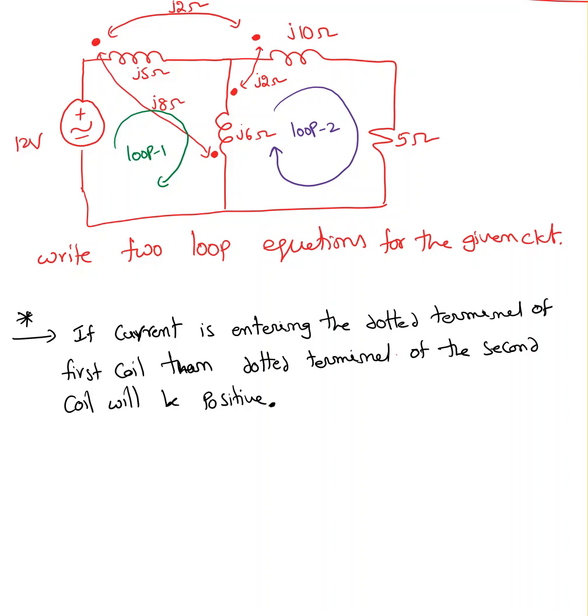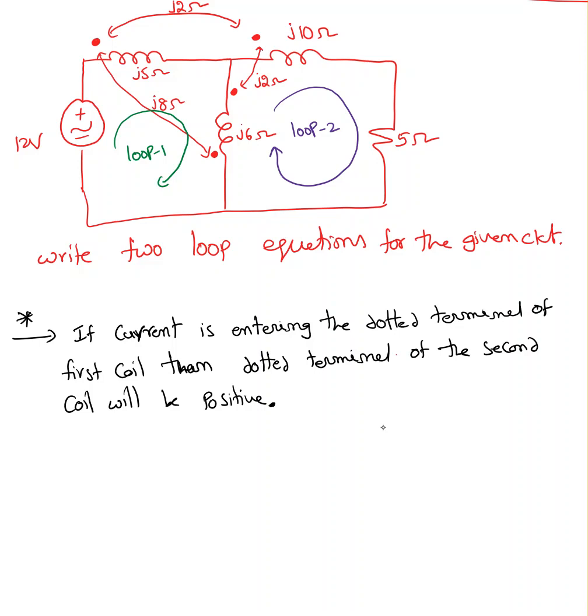Here is the next example on the mutual inductance. Here he's asking to write two loop equations for the given circuit. All we need to do is write down the two loop equations. So remember, we have dots and mutual inductance. Because of the mutual inductance, there is an induced EMF.